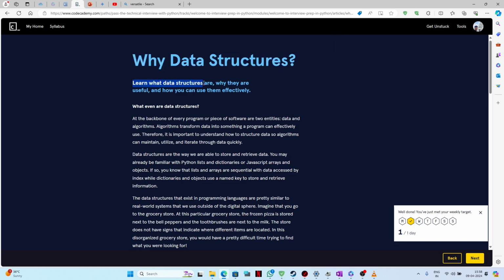We will learn what data structures are, why they are useful, and how you can use them effectively.